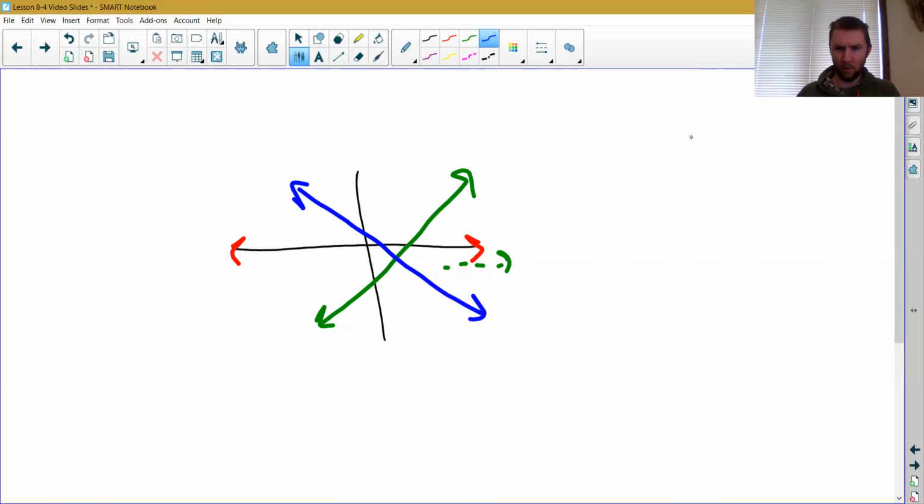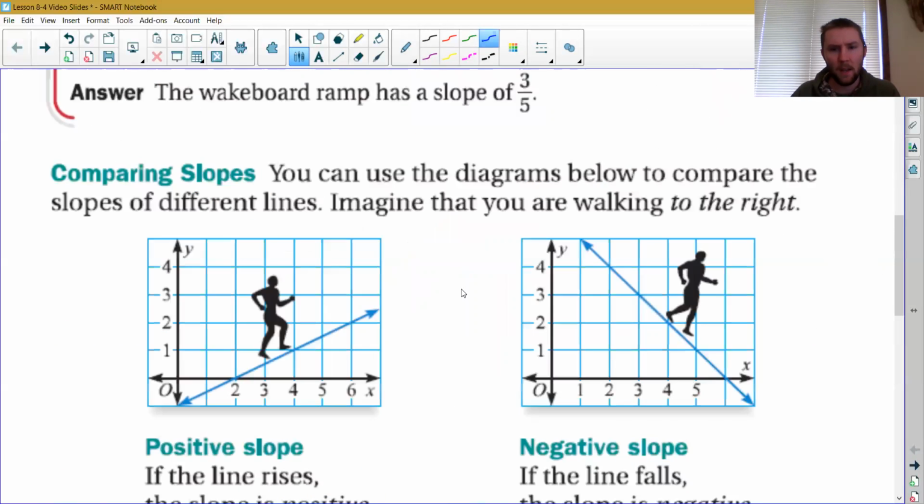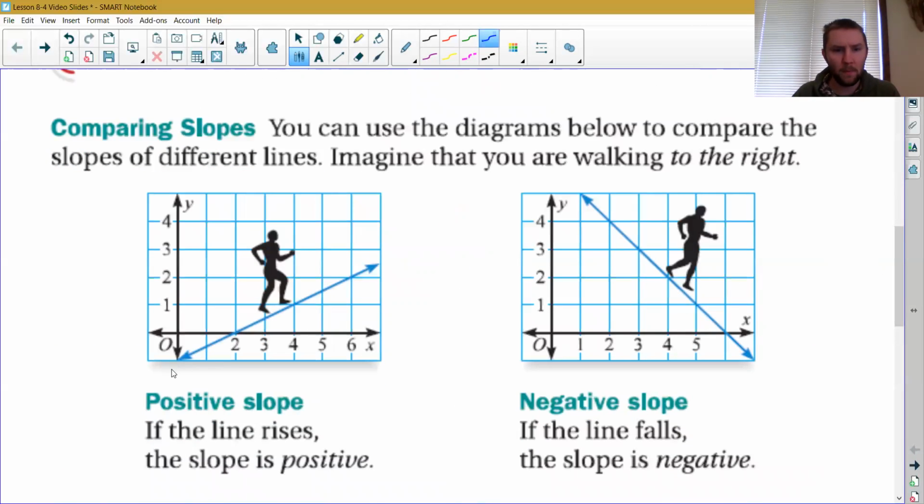Your book has a little chart that shows us this. Positive slope, right? The slope is positive as we go from left to right, like reading the book. Negative slope, the line's falling as we go from left to right.